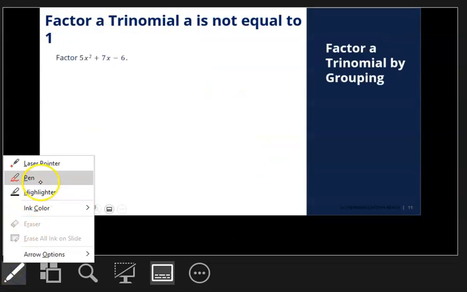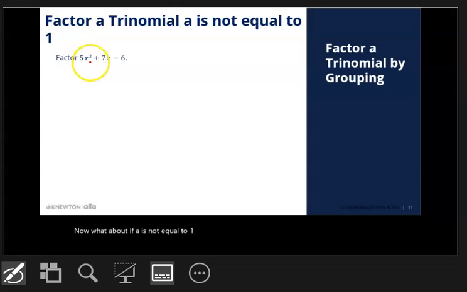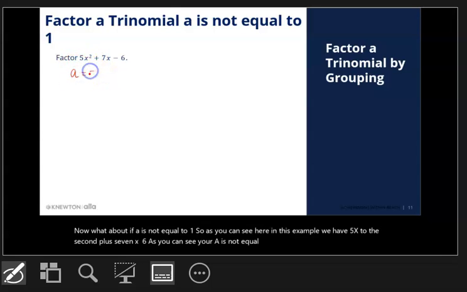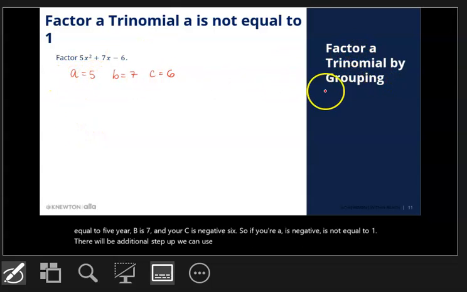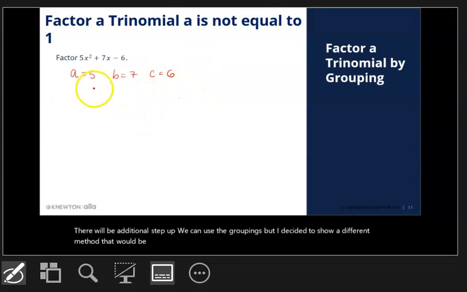Now, what about if a is not equal to 1? As you can see here in this example, we have 5x to the second plus 7x minus 6. As you can see, your a is not equal to 1. This time your a is equal to 5. Your b is 7, and your c is negative 6. So if your a is not equal to 1, there will be an additional step. We can use grouping, but I decided to show you a different method that would be easier to remember, hopefully, because grouping can be more complex.